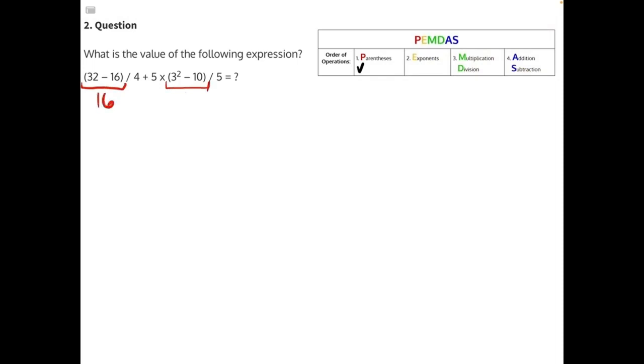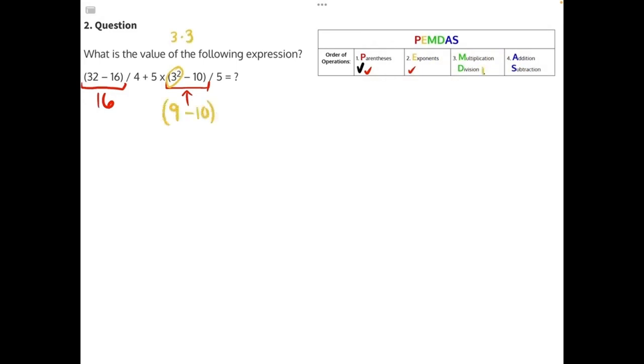And then with this set of parentheses, there are multiple operations happening at once, so we need to actually apply PEMDAS, or our order of operations, to these parentheses. There are no parentheses inside of the parentheses, but there is an exponent. So let's resolve that next. 3 to the second power, or 3 times 3, will give us 9. Everything else in the parentheses stays, minus 10.